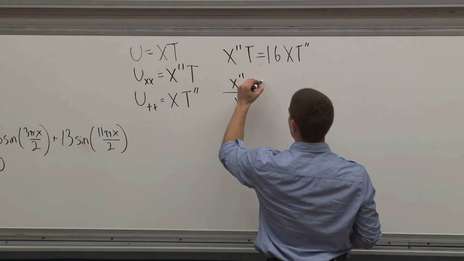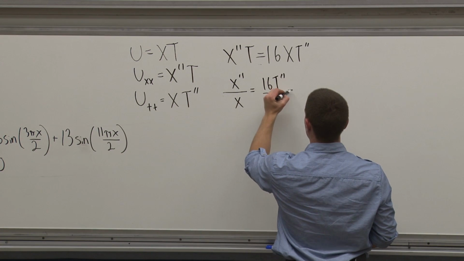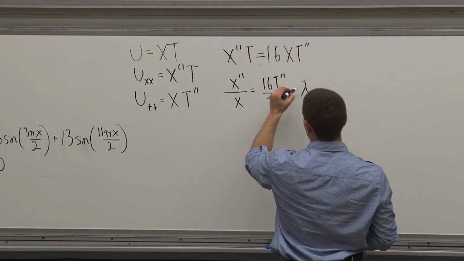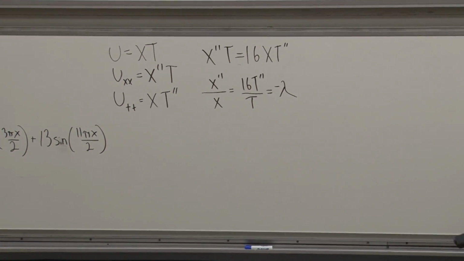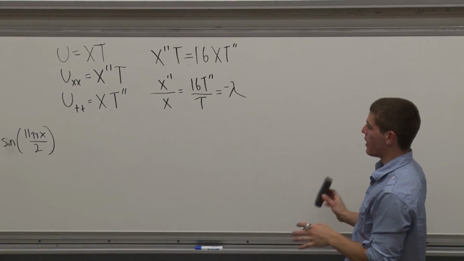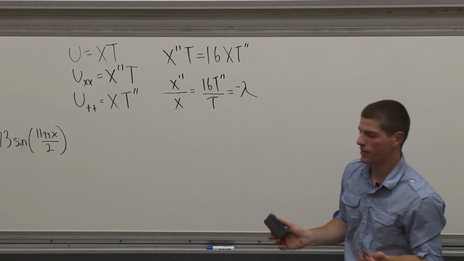Okay, so now we're going to do 16t double prime over t, and that's going to equal lambda, or negative lambda. I don't know. We'll do negative lambda. Okay. Makes sense so far? We did the exact same thing. We're leaving the 16 up here with the t's. We'll figure it out when we get there. I don't know what's going to happen, but whatever.